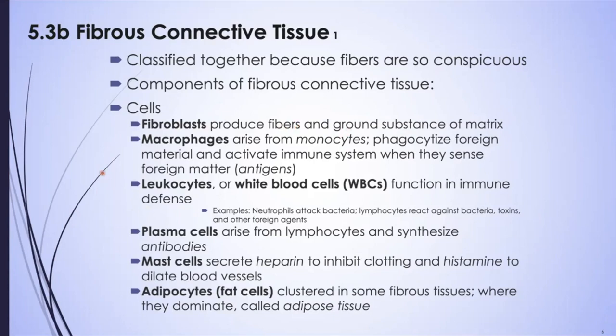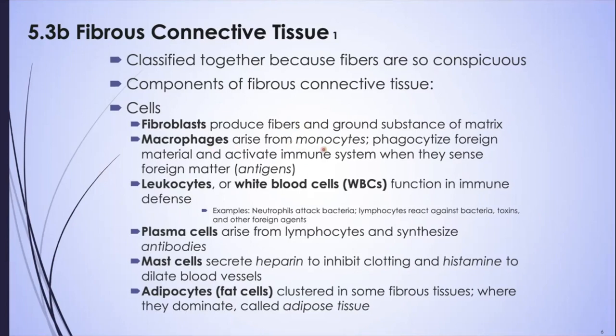Okay, macrophages. Macrophages, they're going to arrive from a type of cell called monocytes. And what the macrophages do, they're going to phagocytize foreign material and then help to activate the immune system whenever they sense foreign matter. And we're going to call that foreign matter antigens.